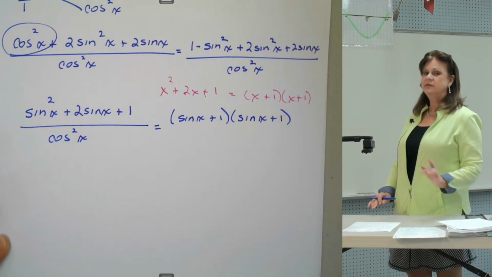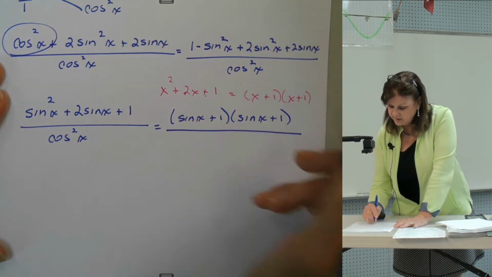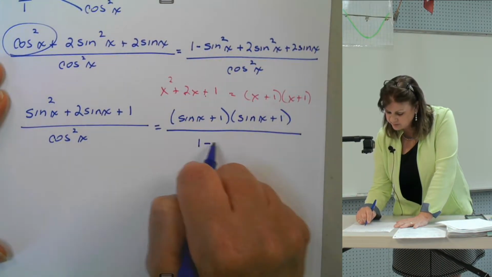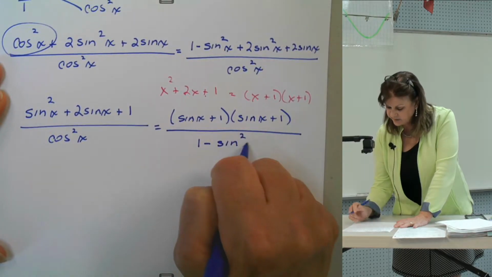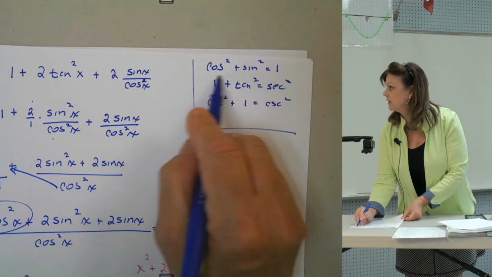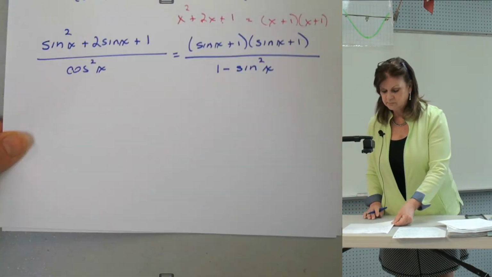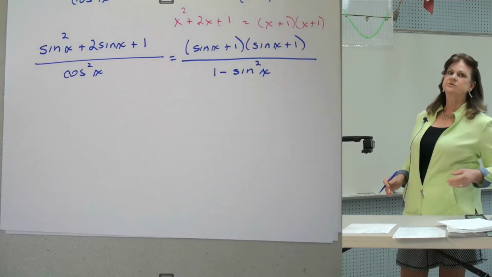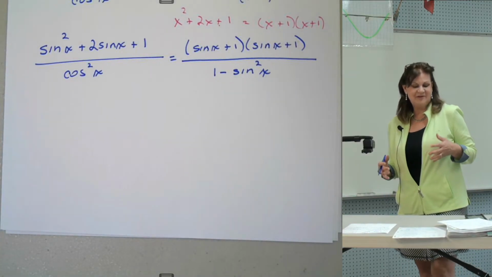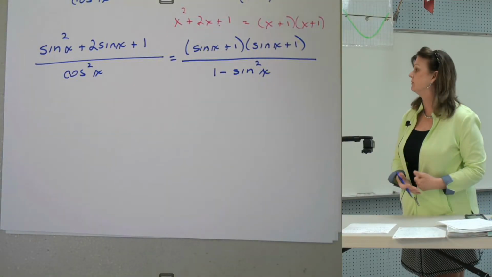And now, at this point, I'm going to make the substitution for the cosine squared. And I know that cosine squared is 1 minus sine squared x. And again, where do I get that? I get that right here from the granddaddy equation. So now things are looking much brighter because now I've got all sine, sine, sine, which I need. And I'm looking for 1 plus sine over 1 minus sine.